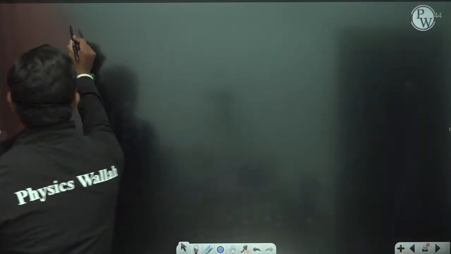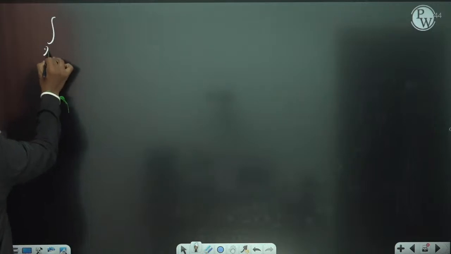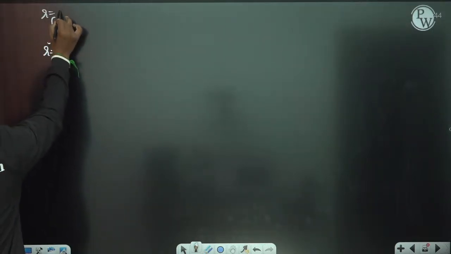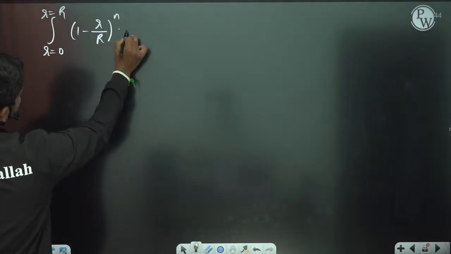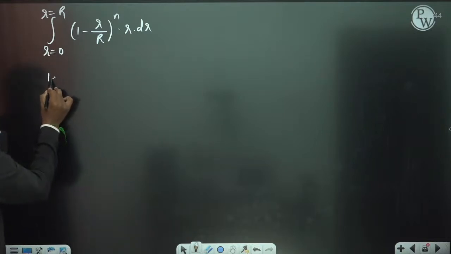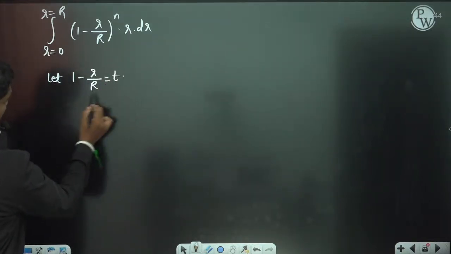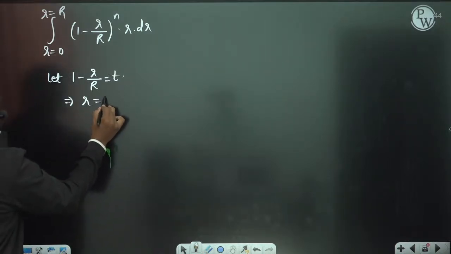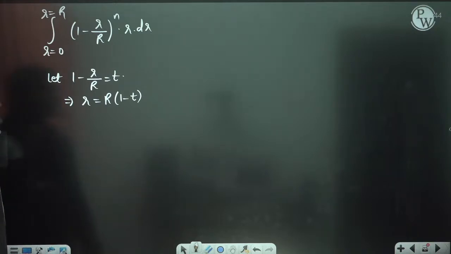So the integral from r equals 0 to capital R of (1 minus small r by capital R) whole power n into r times dr. Okay, so how will you do this? Let 1 minus small r by capital R be equal to t. So this gives you r equals capital R times (1 minus t). Let us suppose you make this substitution.